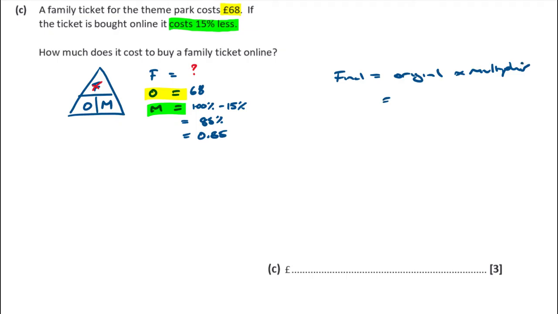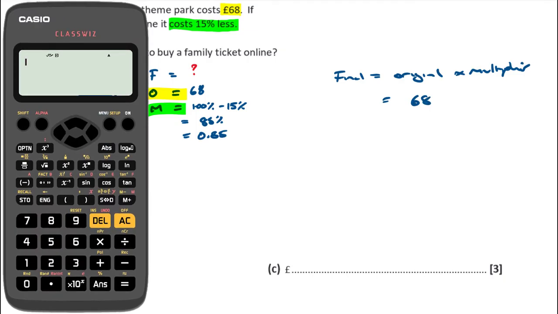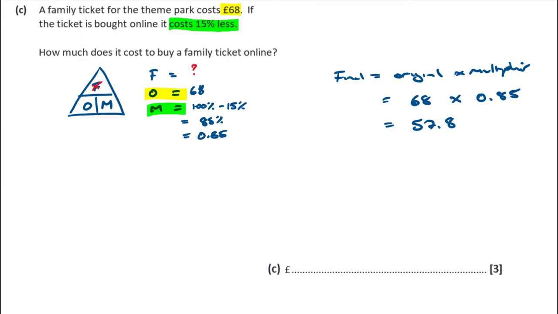Okay, so in this case, it's my original value, which is £68, times my multiplier of 0.85. 68 times 0.85, what's that, calculator? 68 times 0.85 comes out to be 57.8. Now remember, this is money, so I can't just write 57.8 as my answer. It's £57.80, isn't it? You will get marked down for your accuracy if you try and write 0.8 of a pound. It needs to be in pounds and pence.